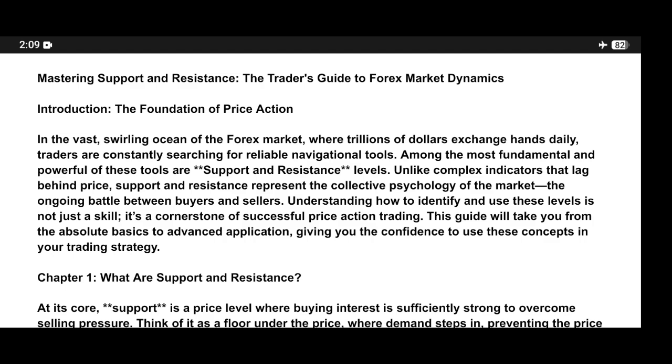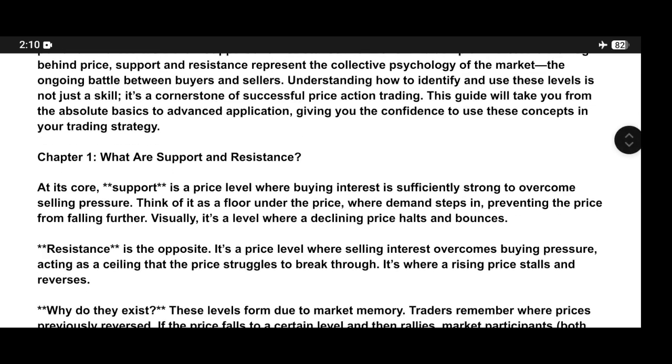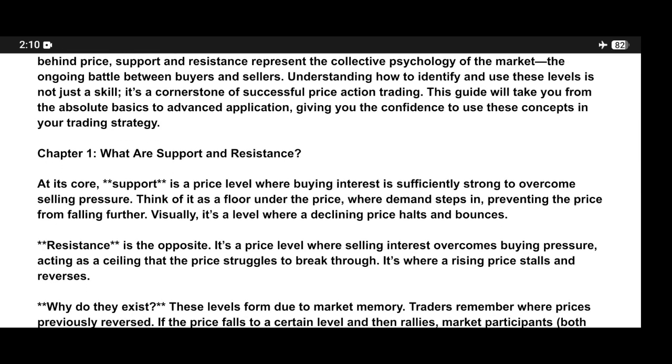Understanding how to identify and use these levels is not just a skill, it is a cornerstone for successful price action trading. In this video, we will take you from the absolute basics to the advanced application, giving you the confidence to use this concept in your strategy when you are trading. So right now, let's continue with chapter 1. What are support and resistance?